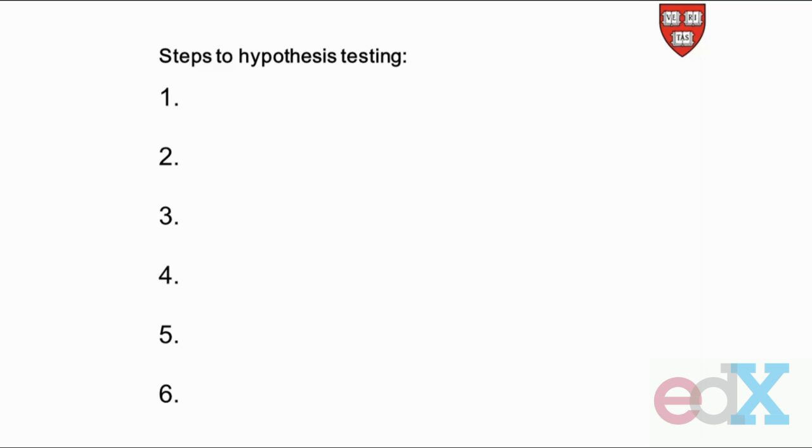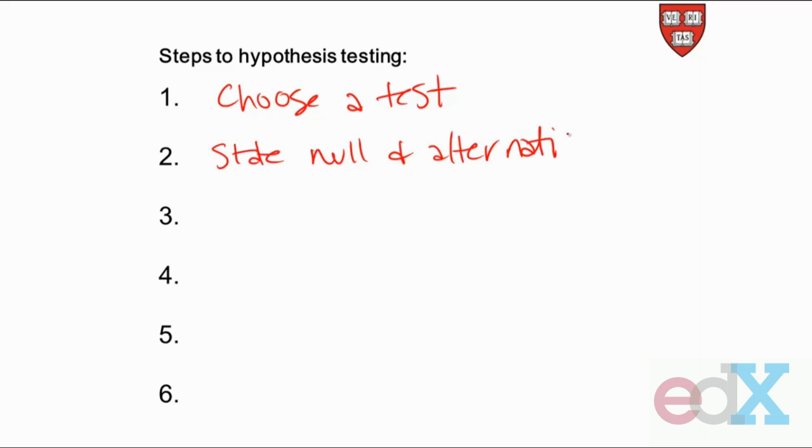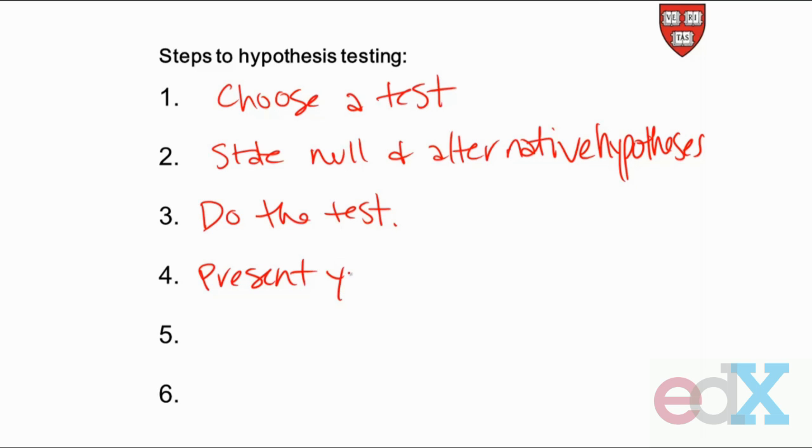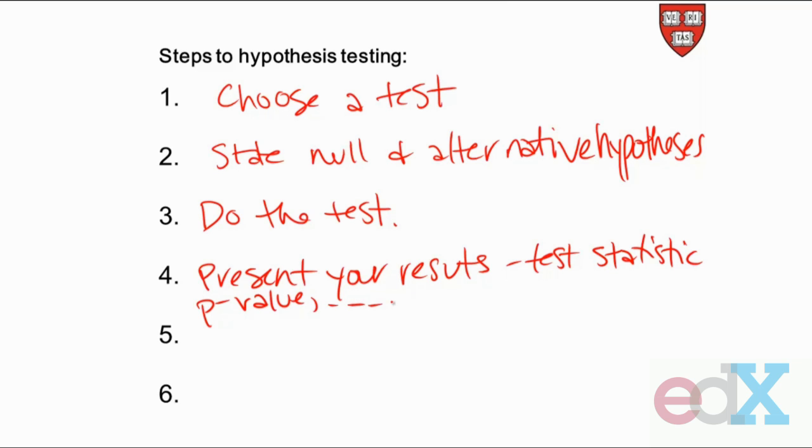Anytime you want to do a statistical hypothesis test, you need to go through a set of steps. The first step is choose a test. In this example, we're going to look at a one-sample t-test. Next, you would state your null and alternative hypothesis. Step 3, actually go ahead and do the test. Step 4 is you need to present your results. And by that I mean you should show your test statistic, p-value, and any other relevant information.